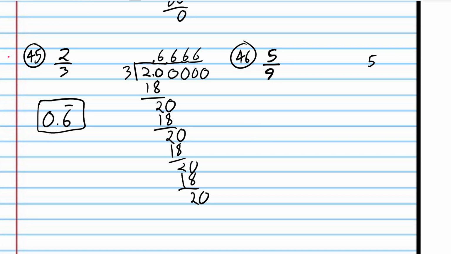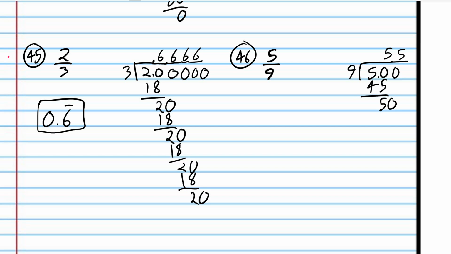So 5 divided by 9. Again, take the numerator, divide by the denominator. 9 doesn't go into 5, so you have to add a 0. 9 goes into 50 5 times, 45. 50 minus 45 is 5. We have a remainder, so we have to keep going.